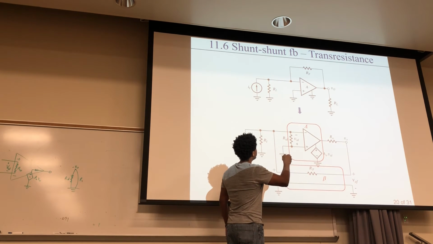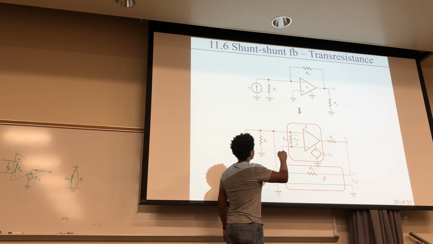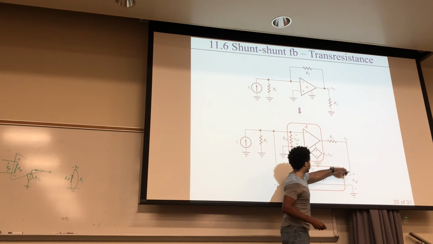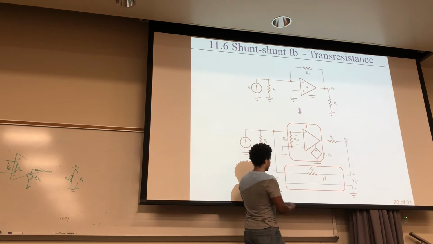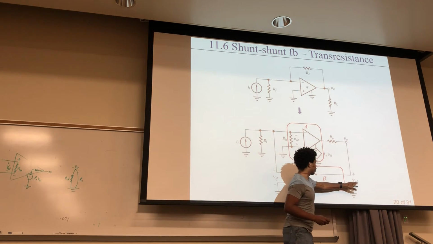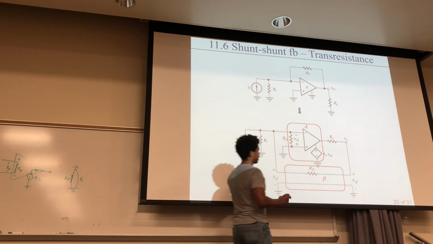I've taken this feedback loop and I just put it on the bottom. So this feedback loop is now on the bottom right here, and its relation to ground is this piece right here. So VIF, your input of your feedback, is from ground to right here, and your output of the feedback from here to here. That's all I did.